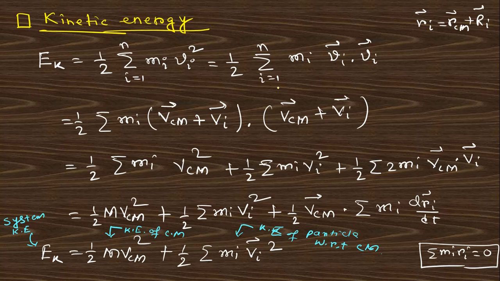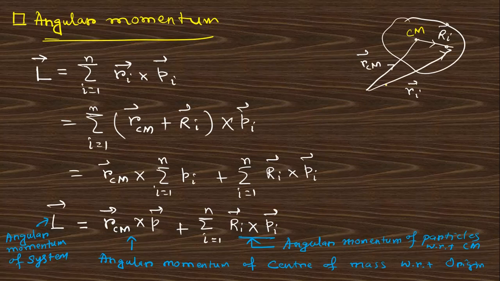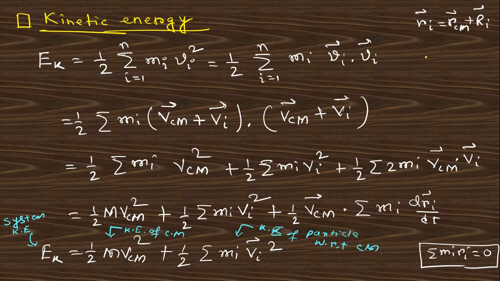Since this is written in here, the ri vector equals rcm plus capital Ri vector. If you differentiate with respect to time, you will get vi vector equals vcm vector plus capital V vector. This is small v and this is capital V. Capital V is the velocity of the particle with respect to the center of mass. Small v is the velocity of the particle with respect to the origin, and this is the velocity of the center of mass with respect to the origin.